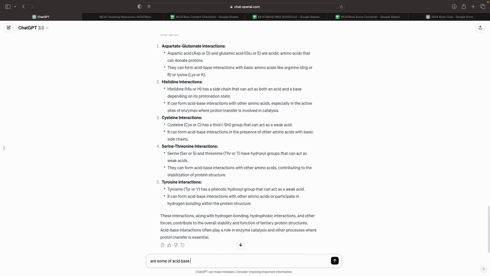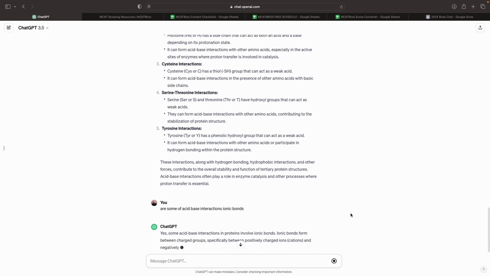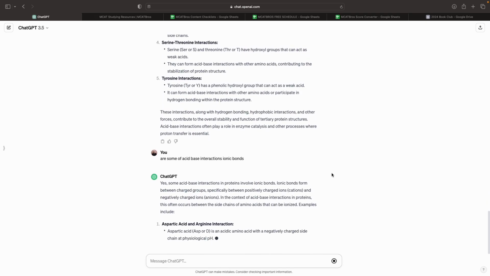Are some acid-base interactions ionic bonds? Yes, some acid-base interactions are ionic bonds.